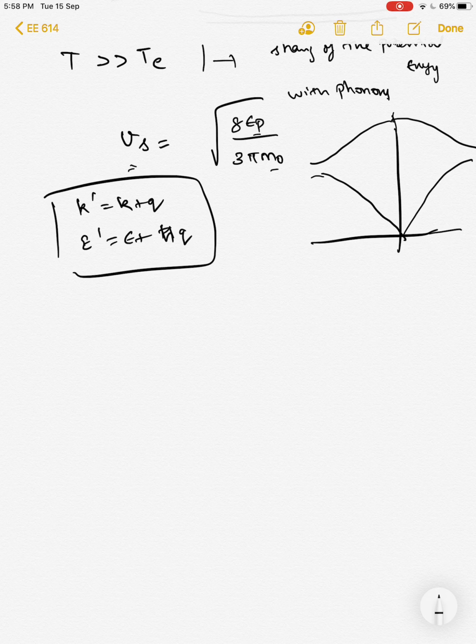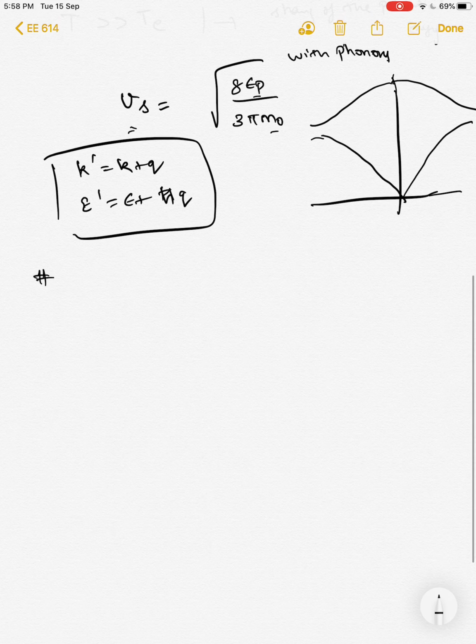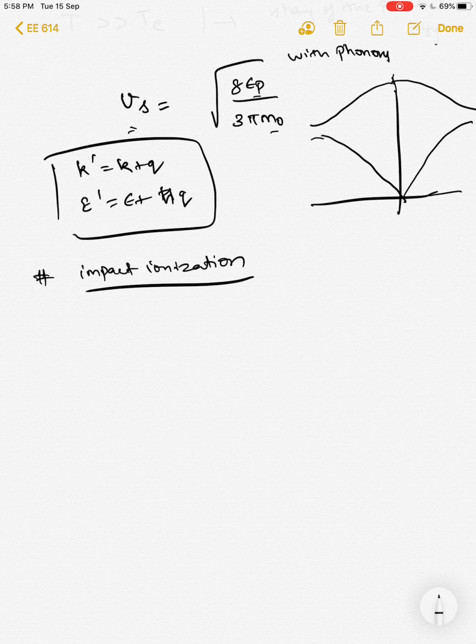Now, with this discussion of velocity saturation and electrons traveling at very high velocities, we will discuss very briefly the concept of impact ionization. So what happens is, if you have electrons which travel at velocities much higher than the thermal equilibrium velocity, the kinetic energy that they have is half mv square, right? If this is greater than or equal to the band gap, you can see that these electrons can actually excite electrons from the valence band.